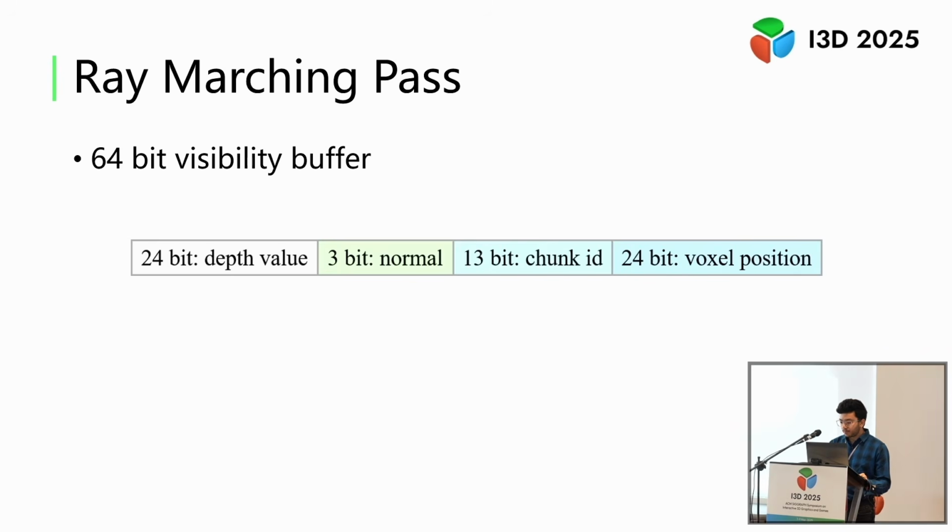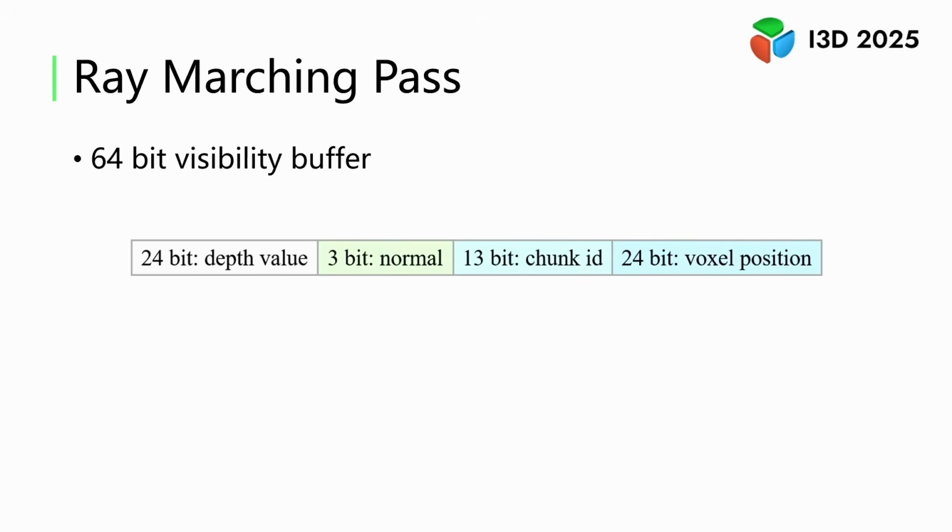In this pass, we employ a ray intersection method similar to that in ESVO to calculate the intersection points between each pixel on every tile and the corresponding chunks' SVDAGs. We use interlocked max to write the depth values, normal information, chunk IDs, and a voxel coordinate at the intersection points into a 64-bit visibility buffer that matches the size of the screen.